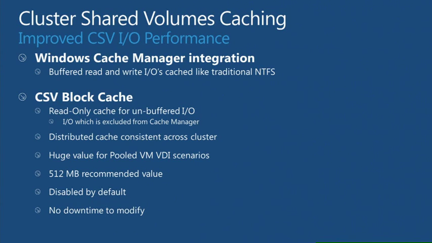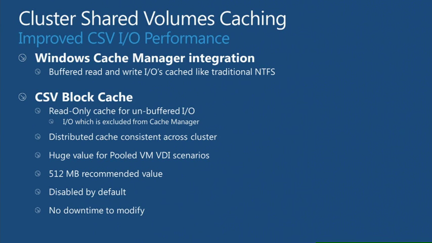So what sort of scenarios would derive value from it? Unbuffered I/O, clearly Hyper-V, read-intensive operations, VDI operations. And we in the product team are kind of surprised in a way to see how performant this has been and what sort of performance improvements we've been seeing so far.